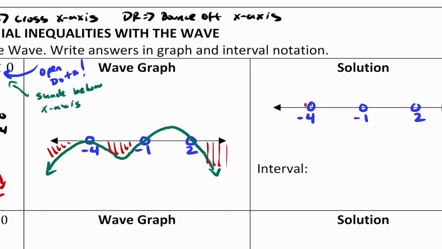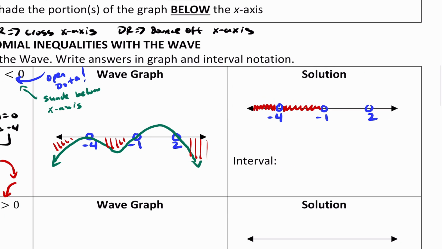So -4 shading to the left. And we're shading between -4 and -1. And then we're shading to the right of +2.